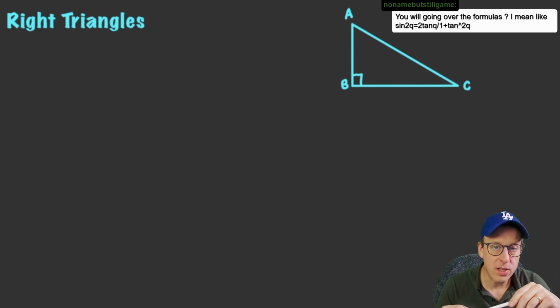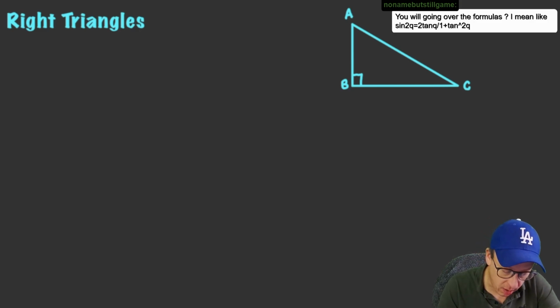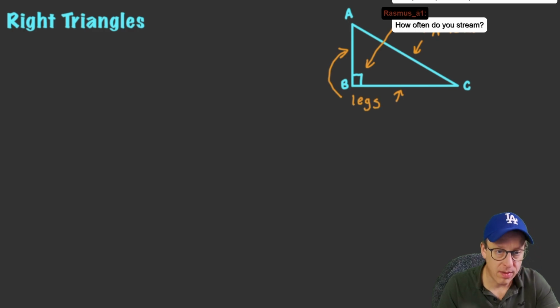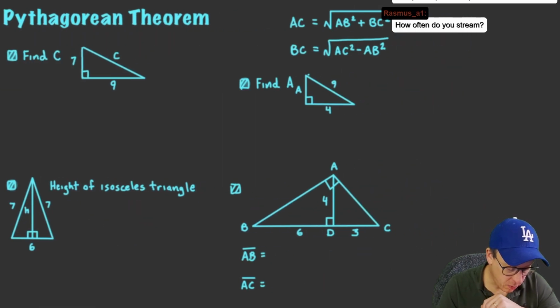A right triangle is just a triangle with an angle that is 90 degrees. So in this situation, this guy right here is going to be a 90-degree angle. This is called the hypotenuse. And these guys right here, both this one and this guy right here, are referred to as the legs. And let's move on. Let's get into some problem solving.